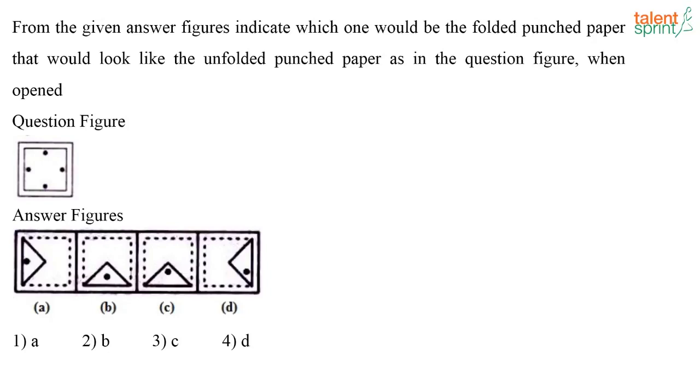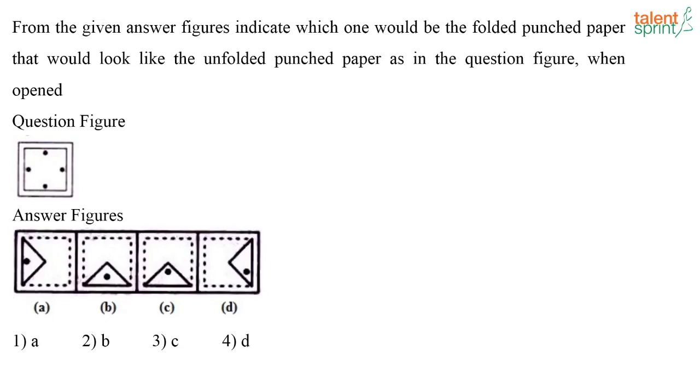Next one. From the given answer figures, indicate which one would be the folded punched paper that would look like the unfolded punched paper as in the given question figure when opened. Generally, when a question comes on paper folding and paper cutting, they give you the steps in which the folding has happened, and then finally you have to open it and say which is the correct answer option. This is the exact opposite. You are already given the unfolded paper, and you have to tell how it will look when it is folded and punched.